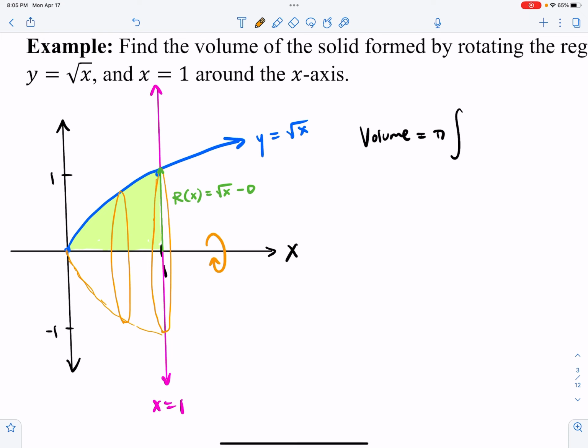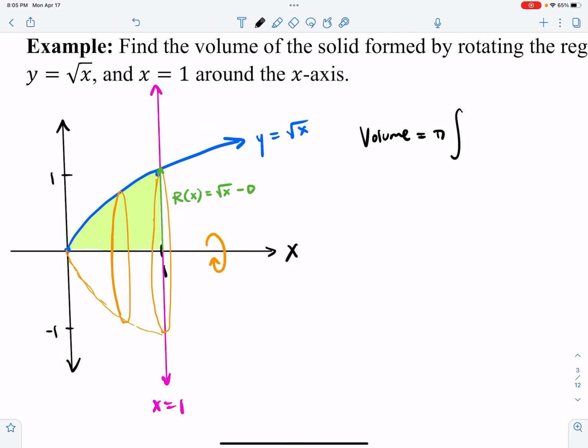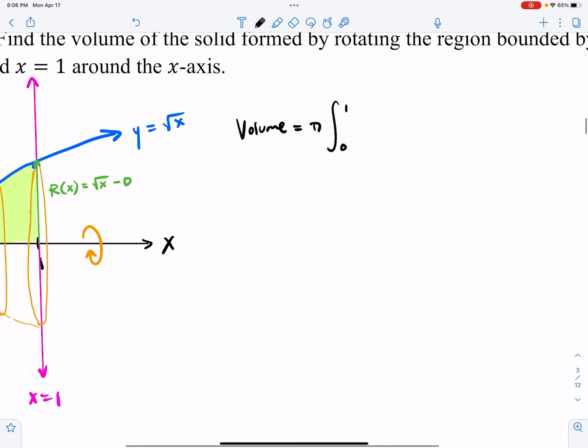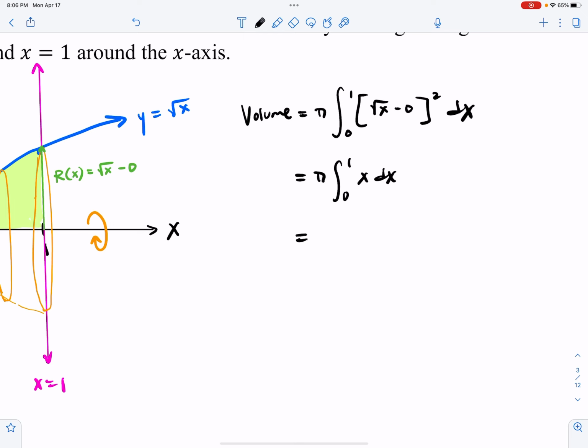So that's why we're using washer method. That means we are integrating with respect to x. It looks like that region is bounded between 0 and 1. We know what r of x is, so we are squaring r of x, and then integrating with respect to x. That ends up being pi times the integral from 0 to 1 of x dx.